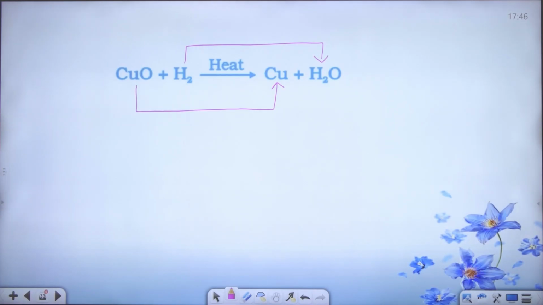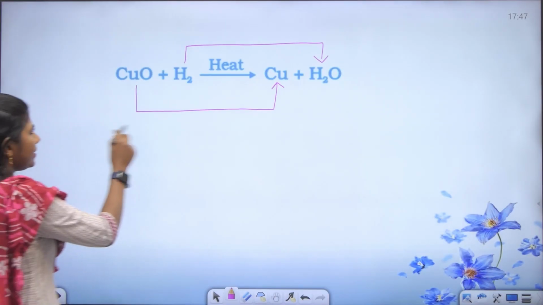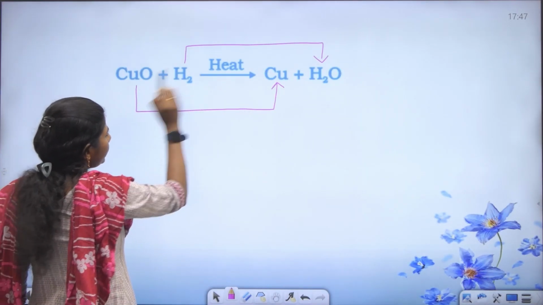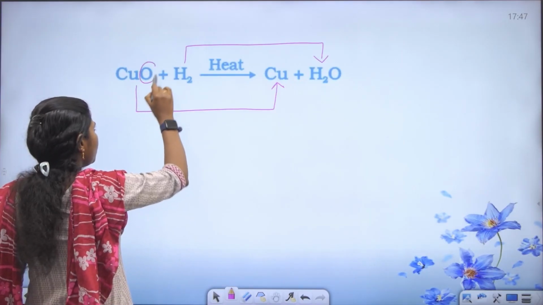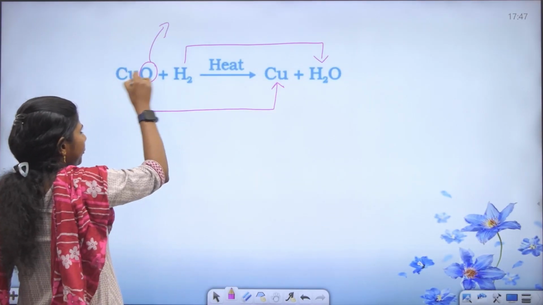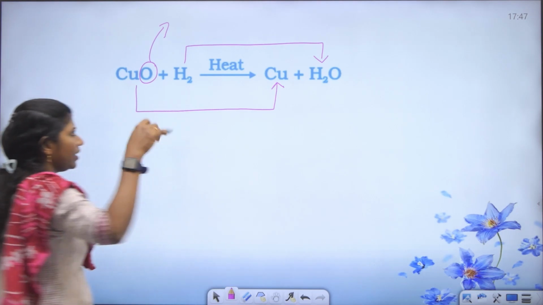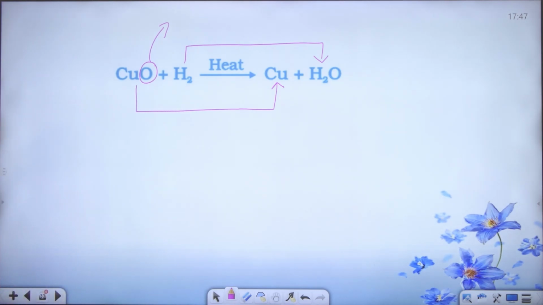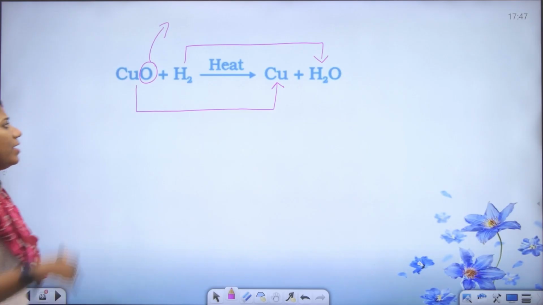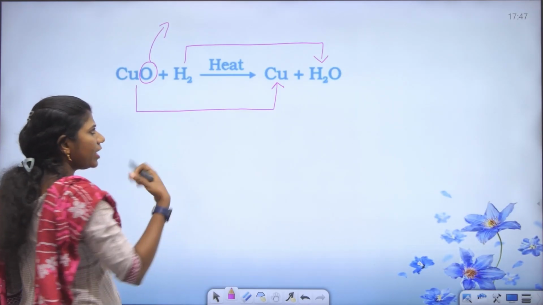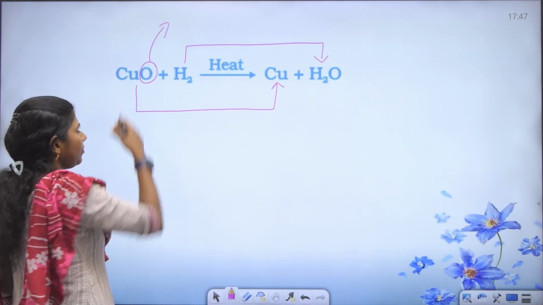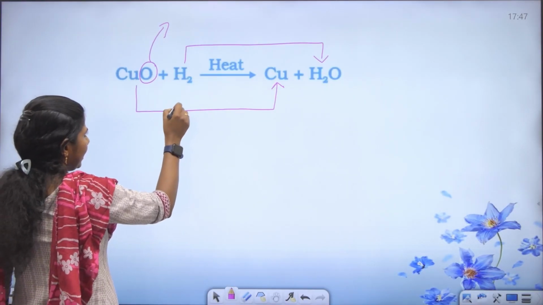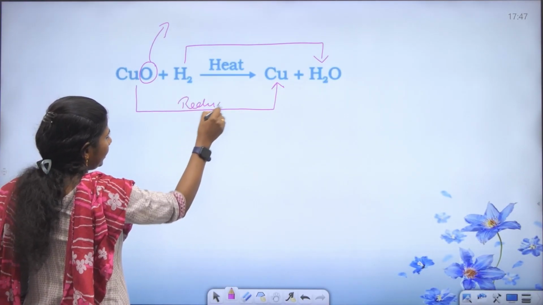That reaction is called, yes, correct, reduction. Removal of oxygen is reduction. CuO changed to Cu. Here oxygen is removed, lost, one oxygen atom lost to form copper. Removal of oxygen or addition of hydrogen, both are the same. Here oxygen is removed, so this reaction is reduction.